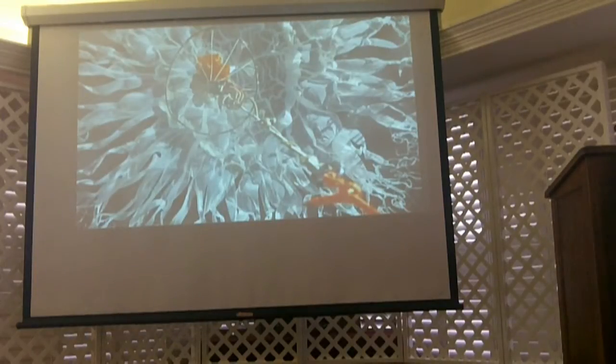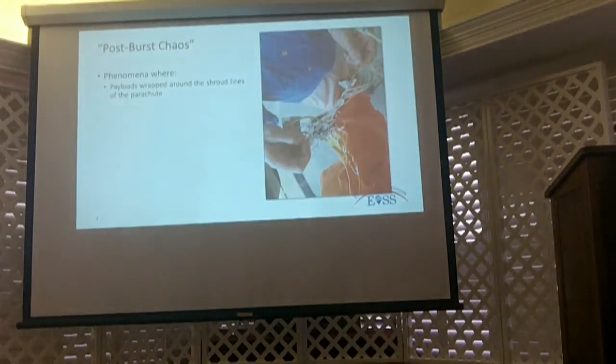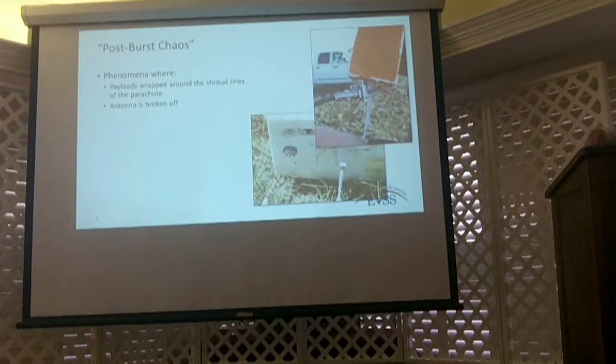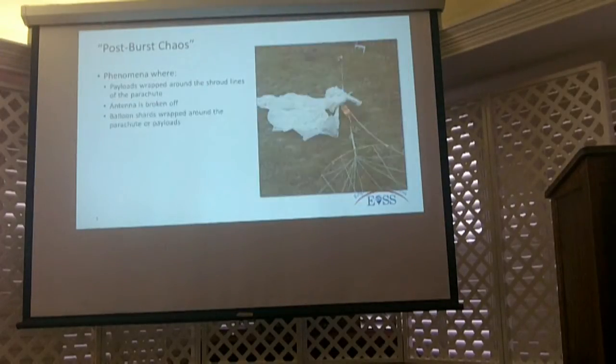And I go, okay. But we also had some other things going on. We'd always come back to what defines post-burst chaos: we end up with the balloon coming around, with the payloads wrapped around the shroud lines and the parachute. And then we talked about the antennas being broken off. This probably isn't the best solution here, but that one's broken off. I don't know if you can tell here, but that used to be an antenna. It's just completely gone. And I pulled these pictures out of our EOSS archives, and there's a bunch of them.